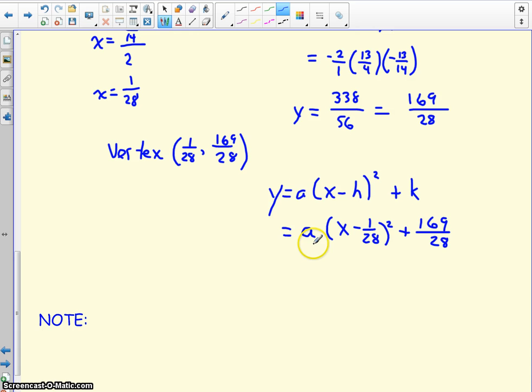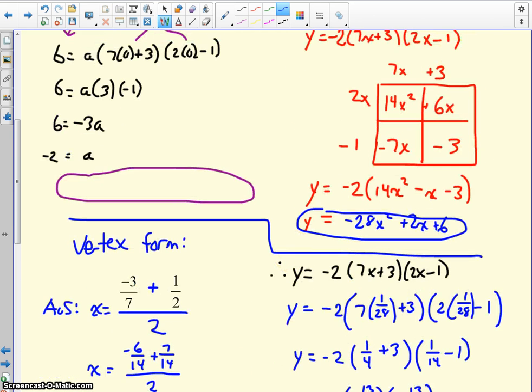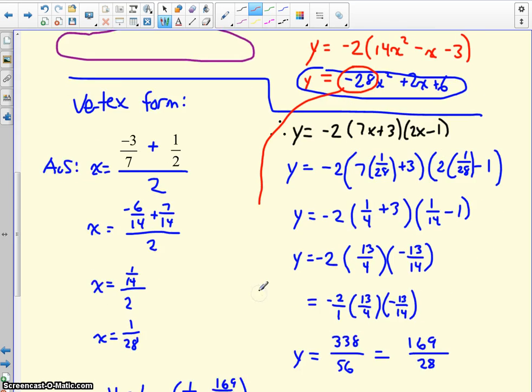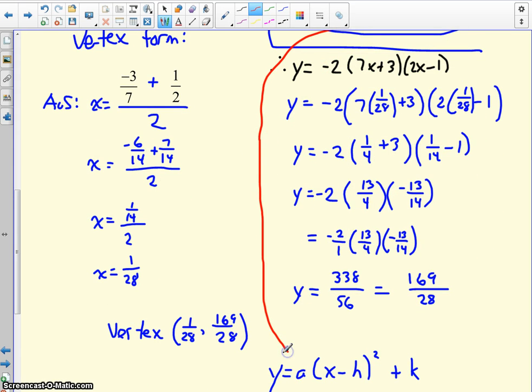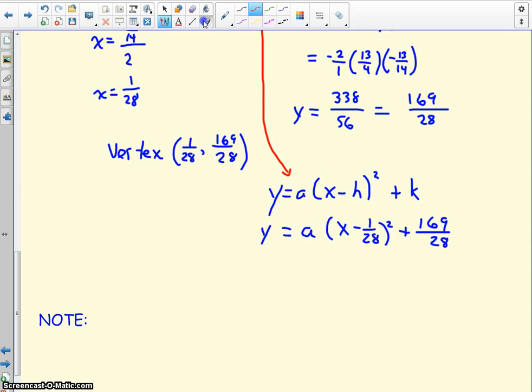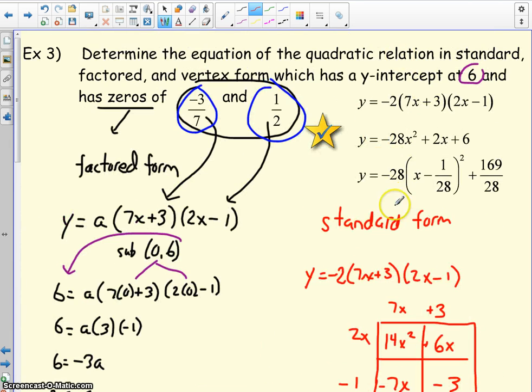Now, for this a value right here, normally we'd have to sub in a point to solve for a, just like we did when we created factored form. However, one thing we saw on one of the earlier slides is that the a value from standard form and from vertex form are the same. So we've already taken the time to find standard form, so we know our a value there is negative 28. That will be the same a value that will carry over into vertex form. So we can just right away put in our a value as being negative 28. Okay, and we've got vertex form. We can see our answer up there. Negative 28 bracket x minus 1 over 28 squared plus 169 over 28.